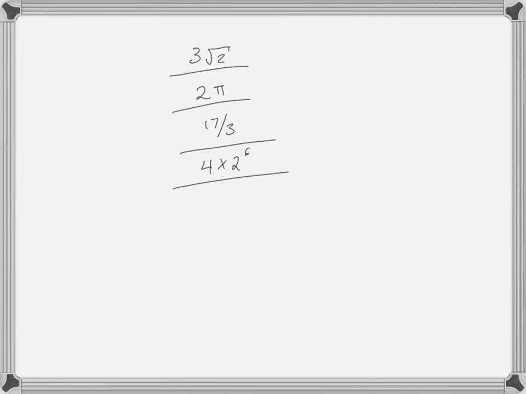What I mean by that is numbers like this: 3 square roots of 2, 2 pi, 17 thirds, 4 times 2 to the 6th. Those are not appropriate answers. Those are not numbers. Those are expressions that have not been solved. So you need to give me a decimal number in scientific notation as an answer, unless it's otherwise obvious.